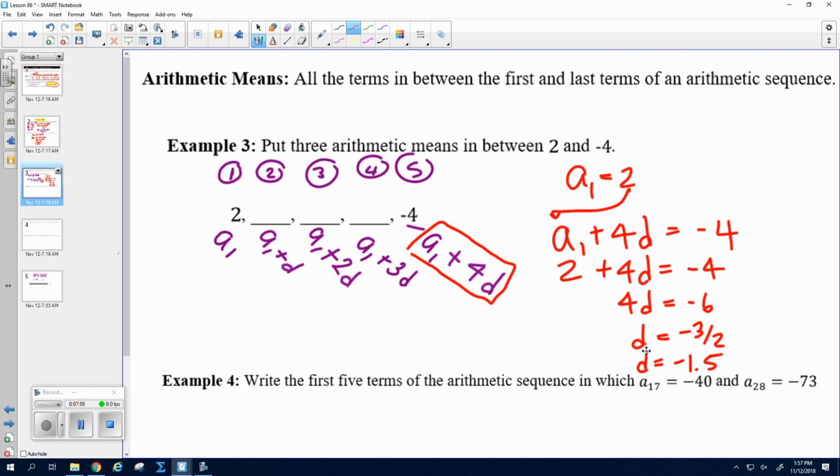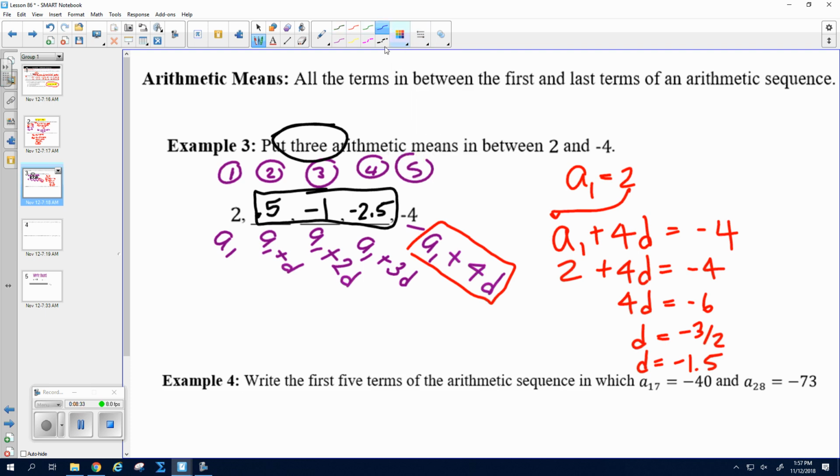So now I need to find all 3 answers. By the way, there are only 3 answers. Don't include the first and the fifth in your answers. It says put 3 arithmetic means between those 2 numbers, right? So perfectly spaced apart. So what's 2 minus 1.5? 0.5. And what's 0.5 minus 1.5? And what's -1 minus 1.5? And -2.5 minus 1.5 is -4. So only box these 3 answers because those are the only 3 answers.